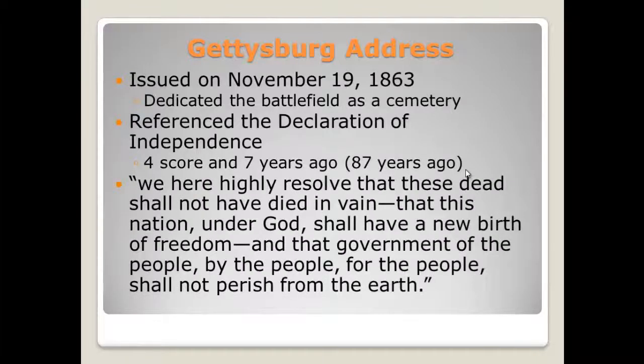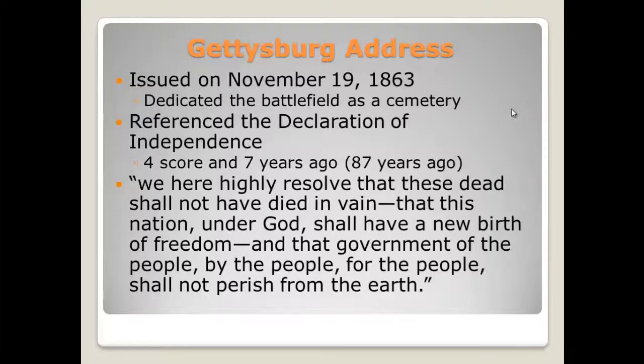In the conclusion of this, he says, "We here highly resolve that these dead shall not have died in vain, that this nation under God shall have a new birth of freedom, and that the government of the people, by the people, for the people shall not perish from earth."